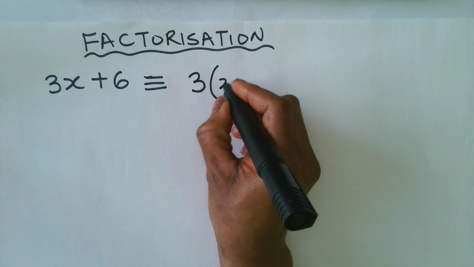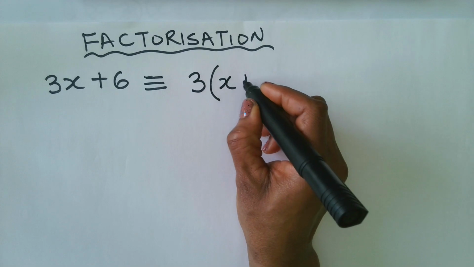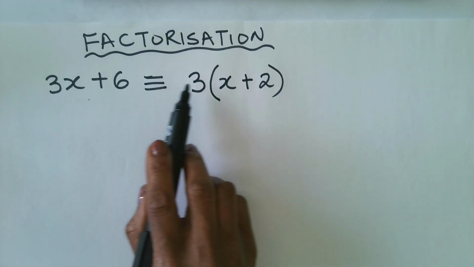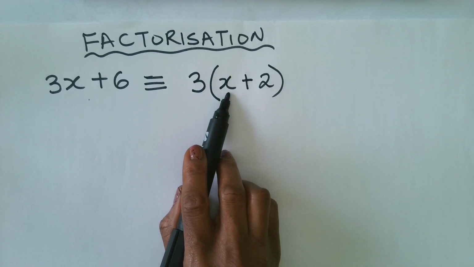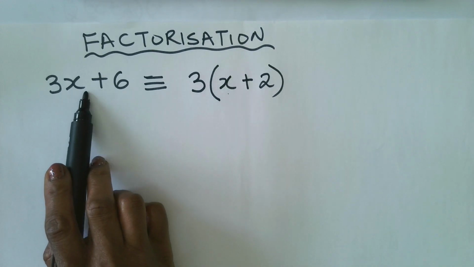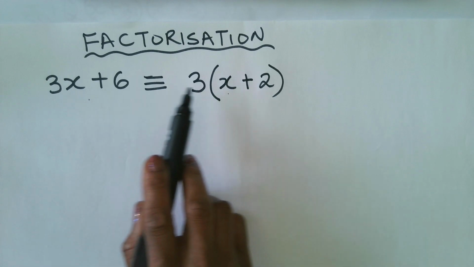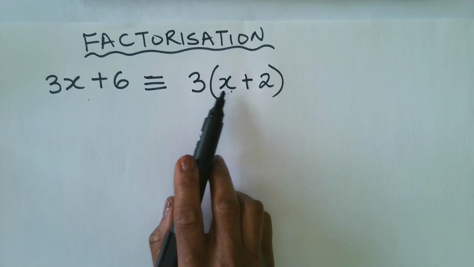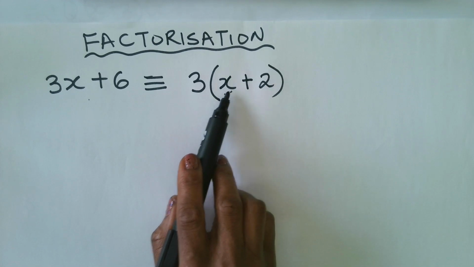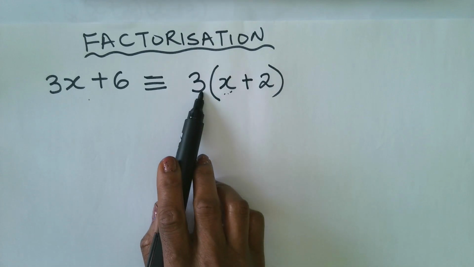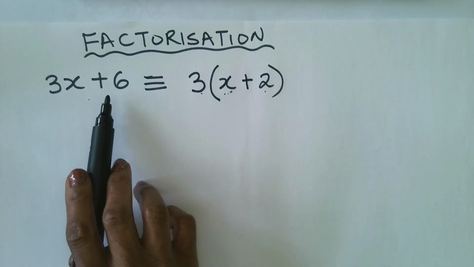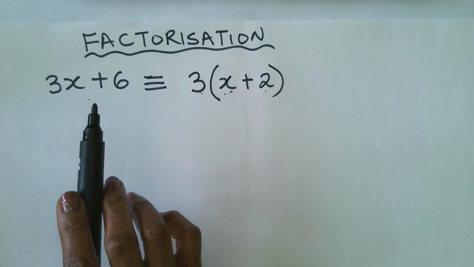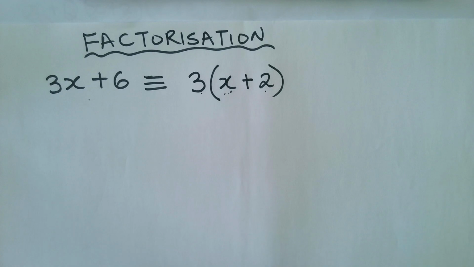So we put 3 on the outside, and then we put x plus 2. This is the same as the original, because we have factorized it to give us this. Now, if we expand this, 3 multiplied by x will give us 3x, and then 3 multiplied by plus 2 will give us plus 6. Next, we're going to look at factorizing a quadratic expression.